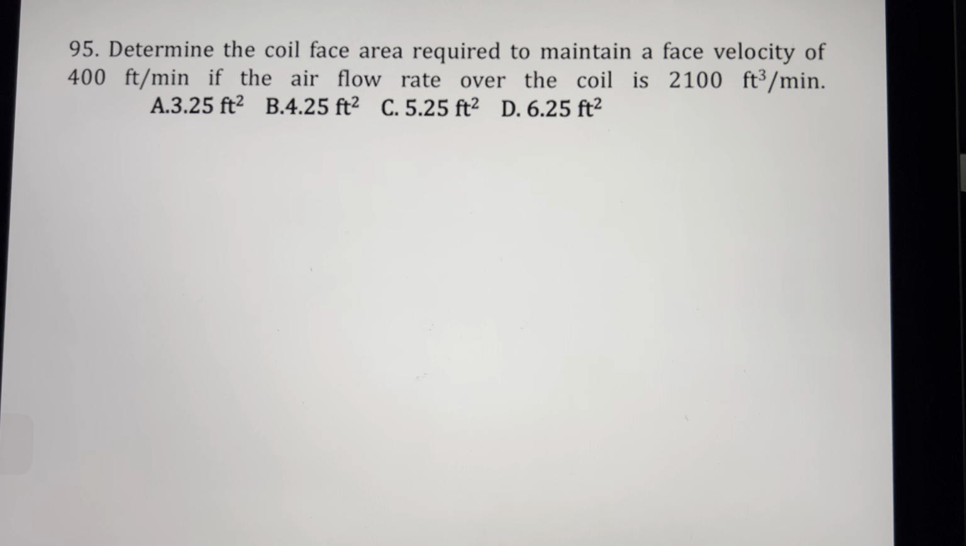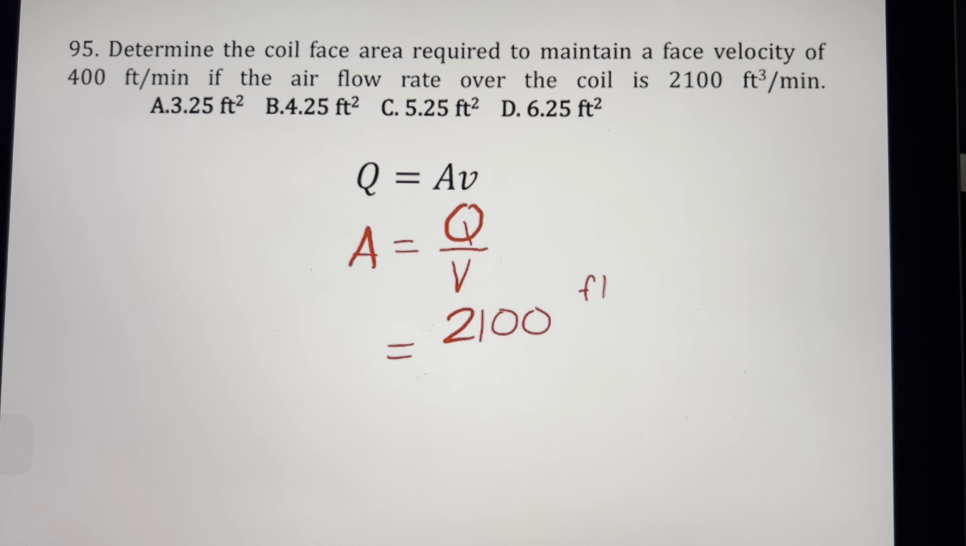If the airflow rate over the coil is 2,100 cubic feet per minute. Recalling, the volume flow rate is equivalent to the area times the velocity. In this problem, we are asked to find the area, meaning this is the ratio of the volume flow rate and the velocity. Okay, the volume flow rate is 2,100 cubic feet per minute over the velocity, which is 400 feet per minute.